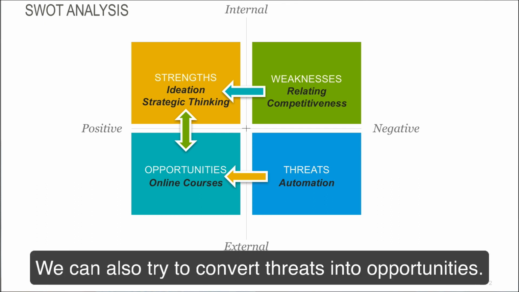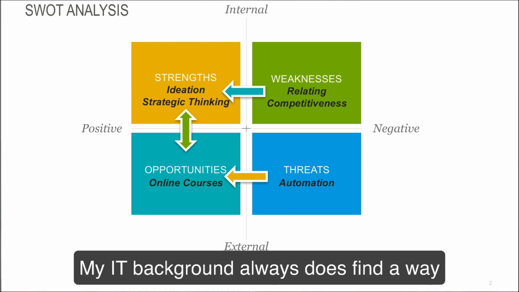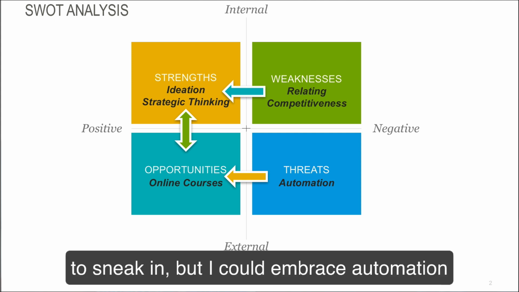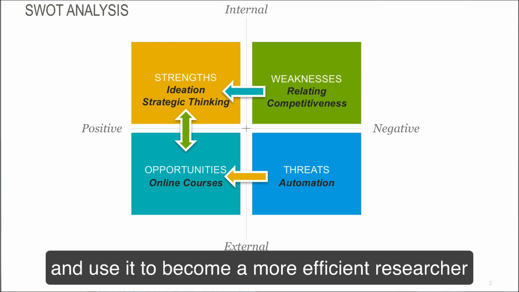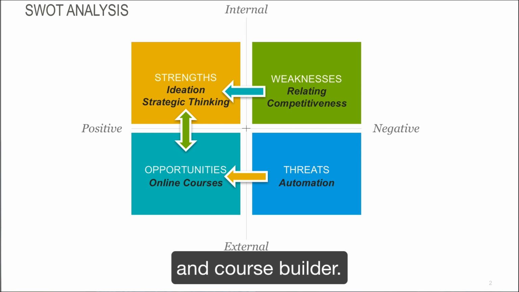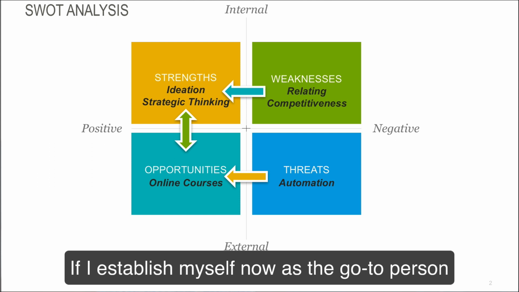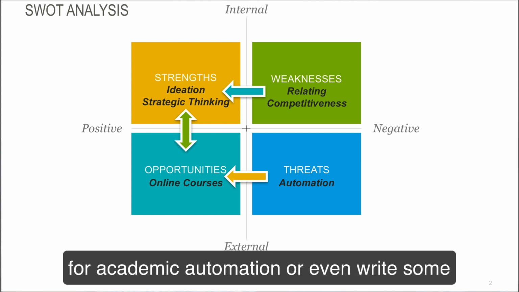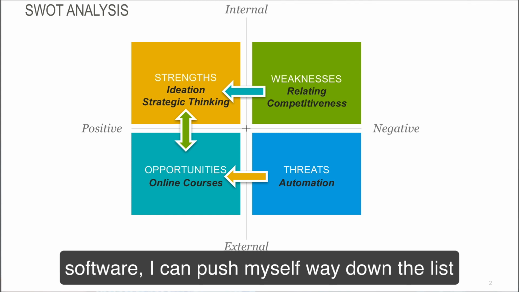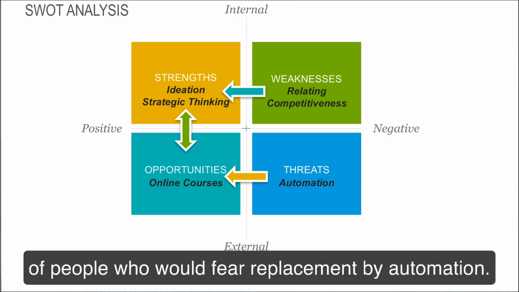We can also try to convert external threats into opportunities. My IT background always does find a way to sneak in, but I could embrace automation and use it to become a more efficient researcher and course builder. If I establish myself now as the go-to person for academic automation or even write some software, I can push myself way down the list of people who would fear replacement by automation.